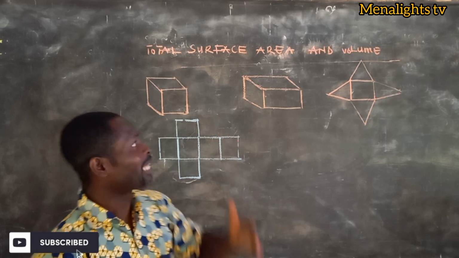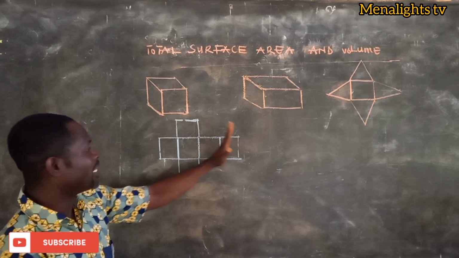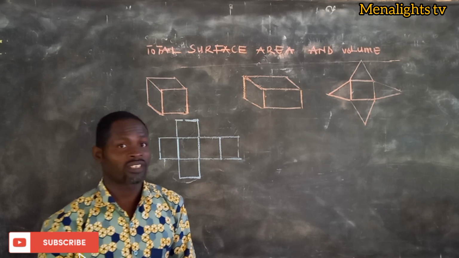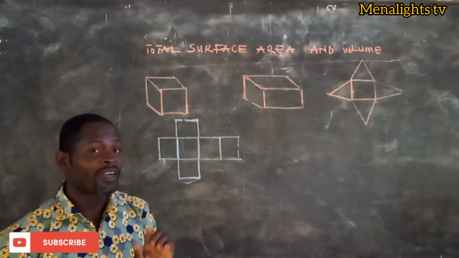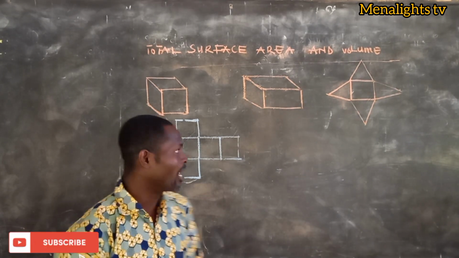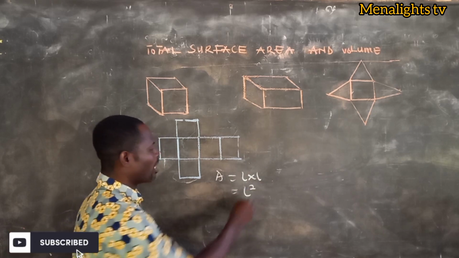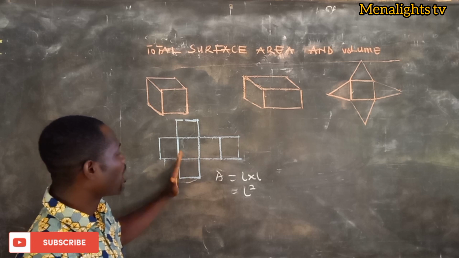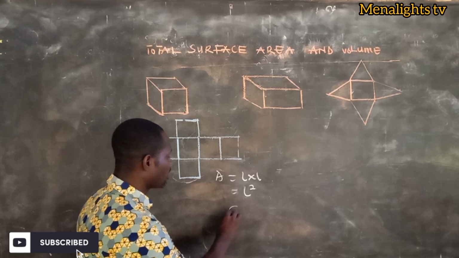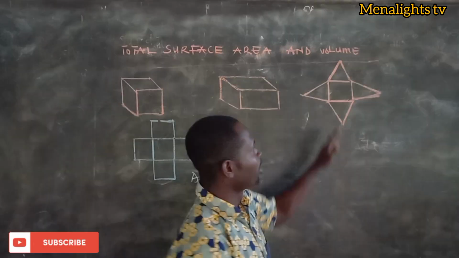So we come to total surface area and volume. Now when you look at this, this is a cube, and this is the net of the cube. Now when you look at the net of a cube, you realize that we have 6 squares. So for us to find the total surface area, first we know how to find the area of a square. The area is equal to length times length, which is the same as length squared. And now since all the squares are the same and they are 6, then the total surface area is going to be 6 length squared. That is the total surface area of a cube.